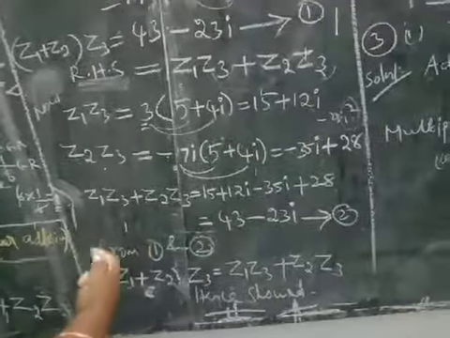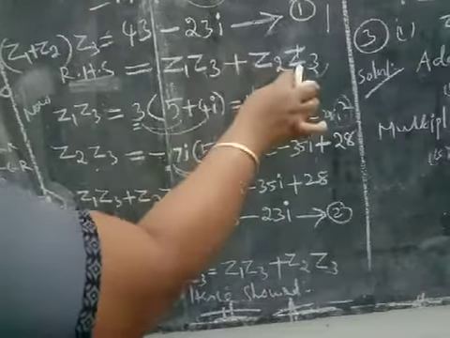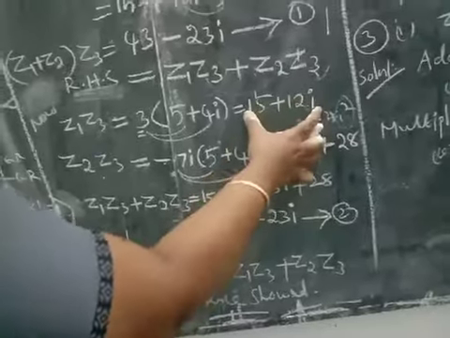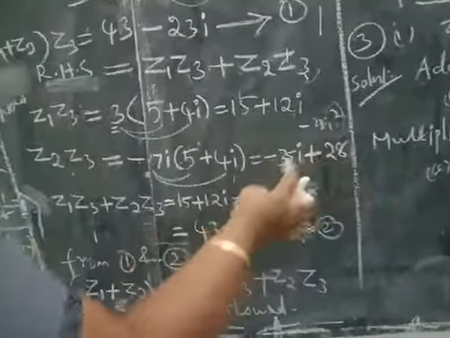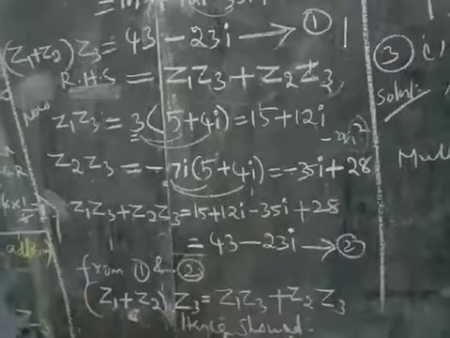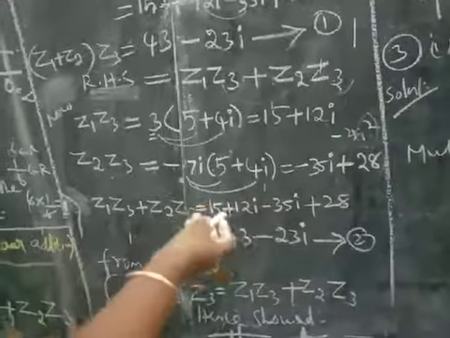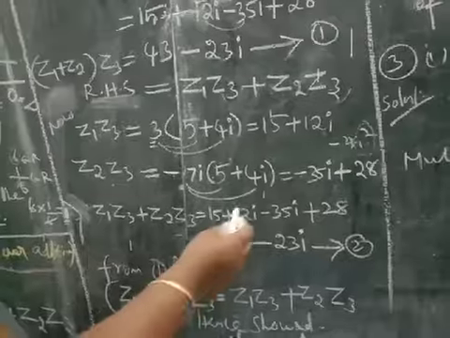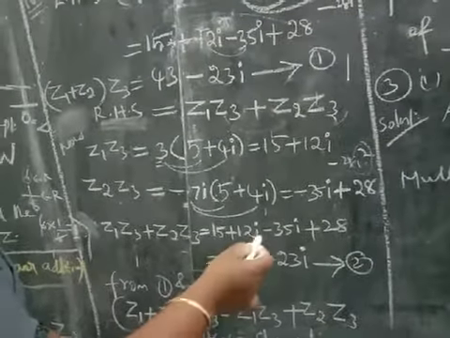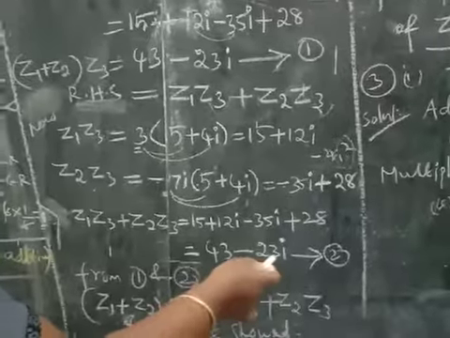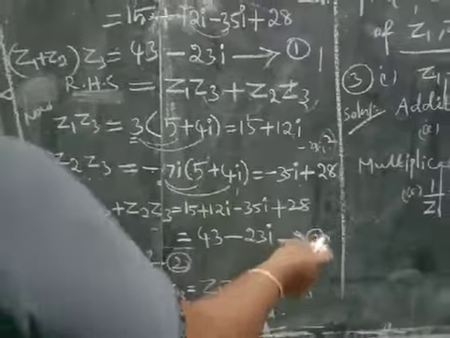What is the next step? We have to add the first term and the second term. What is the first term? 15 plus 12i. What is the second term? Minus 35i plus 28. So this is nothing but ordinary addition. Just we add real numbers: 15 plus 28 is 43. And 12i minus 35i is minus 23i. Consider this as equation number 2.